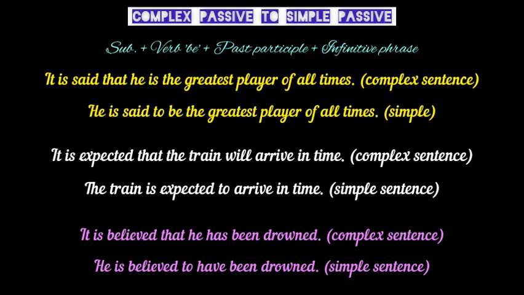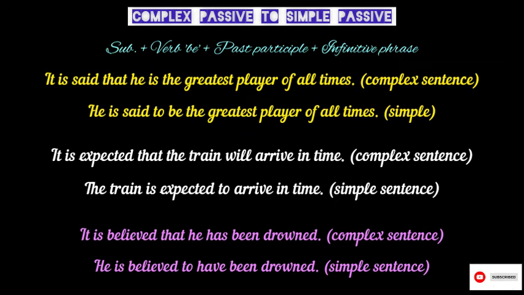Similarly, it is expected that the train will arrive in time is also a complex sentence in passive voice. To turn it into a simple passive, we are removing the introductory it and the conjunction that. And then on the above mentioned structure on your screen, we have the simple passive, the train is expected to arrive in time. The simple sentence here looks compact and sounds better.